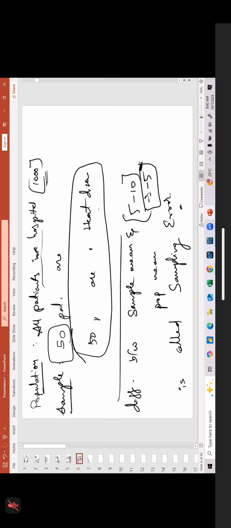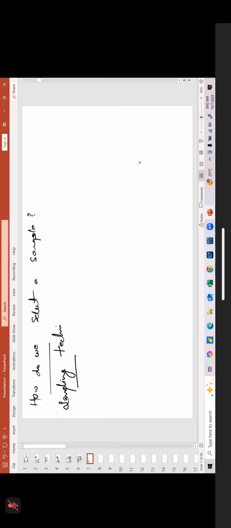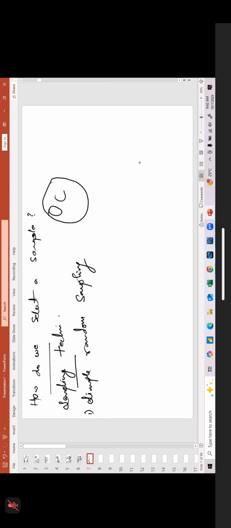Next thing, sampling techniques. Anyone knows sampling techniques? First one, simple random sampling. This is our whole population. For example, this is one sample, this is one sample. But how do we select a sample? We have 5 techniques. First one is simple random sampling. By the name itself, we can understand what it is. We just go to any random people and select them for survey, right? That is simple random sampling.